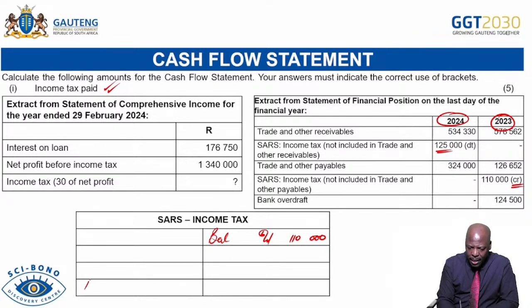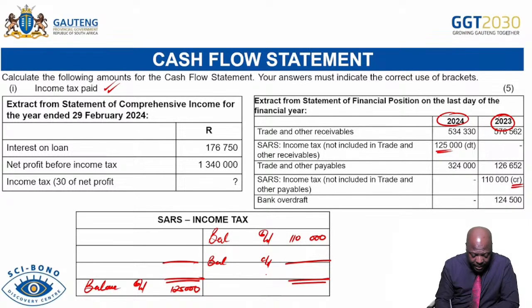So I'm going to bring it here and I'm going to say balance brought down 125,000. So remember, here I have my double lines. Here I have my double lines. But if it's balance brought down there, that means here it's going to be balance carry down.